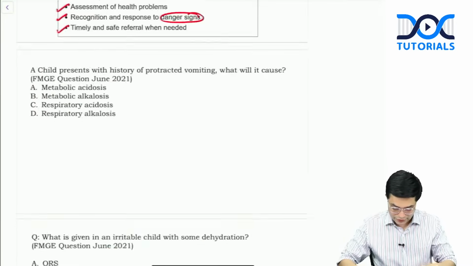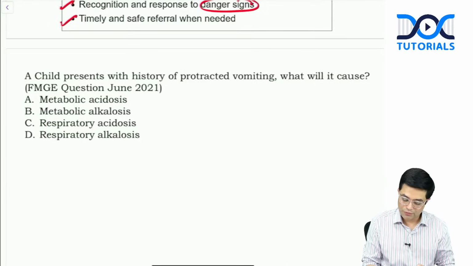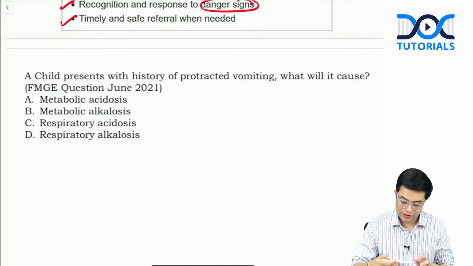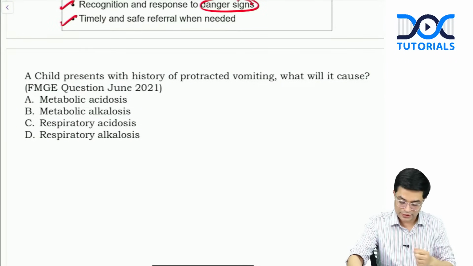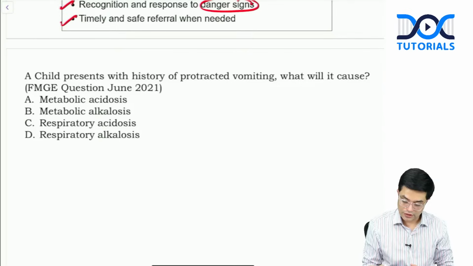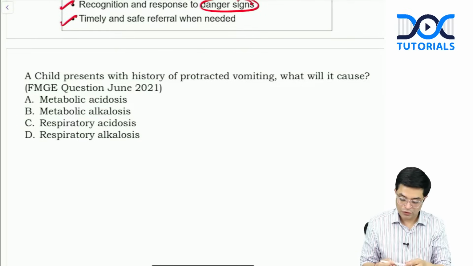We are almost at the end of the discussion. So child presents with history of protracted vomiting. Protracted vomiting का मतलब होता है severe vomiting the patient is having. So repeated vomitings the child is having. What will it cause? Try to think. The child is having repeated vomiting.